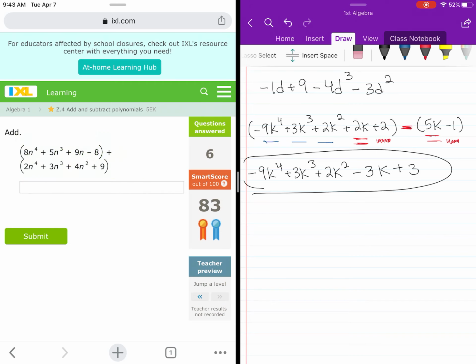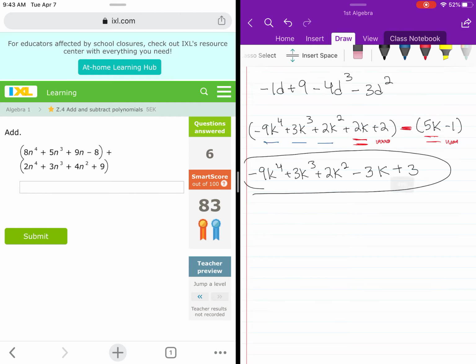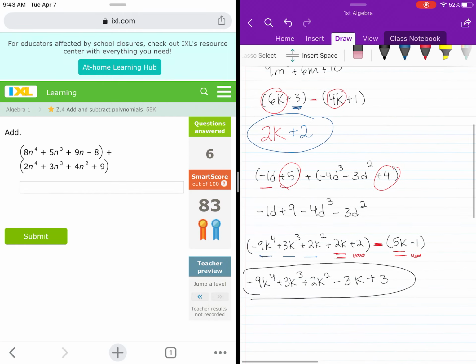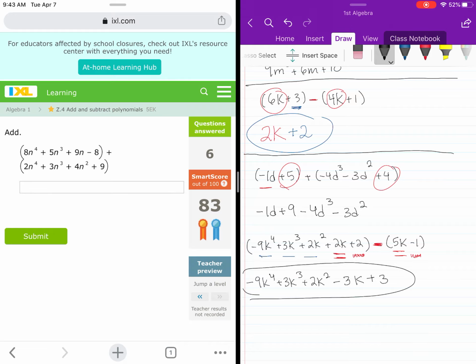Okay. I'm going to go ahead and stop there. This is what you're going to be doing. If you have questions, please do let me know. Ask any questions that you might have on Google Classroom, and I will try to answer them as quickly as I can.